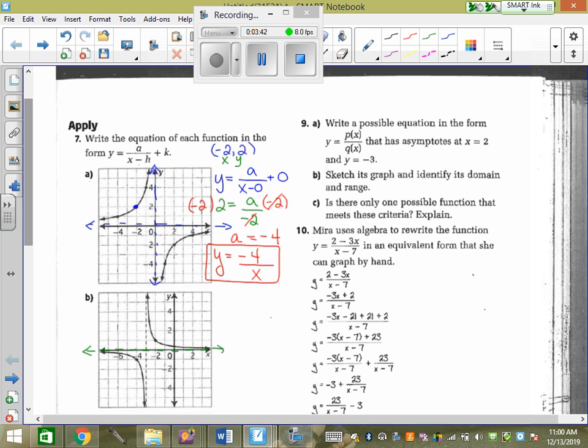We have an x-axis, which is at y equals 0. And then we have a horizontal asymptote at y equals 0. And we have a vertical at x equals -3.